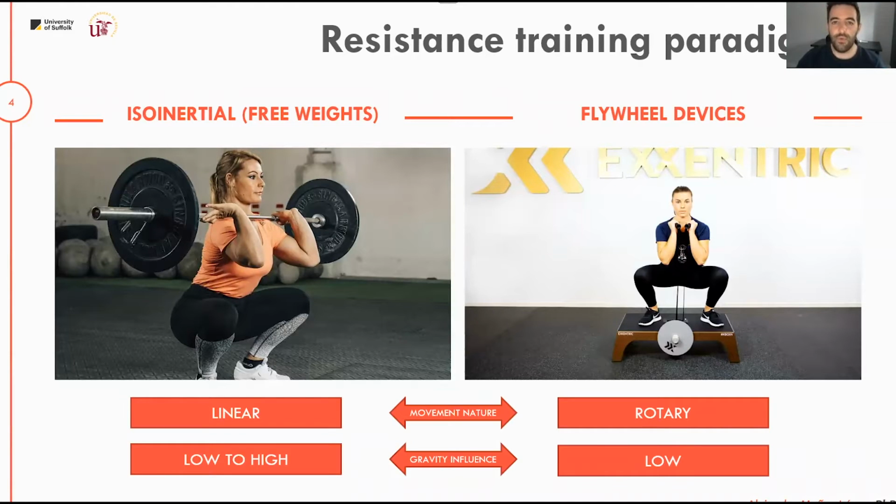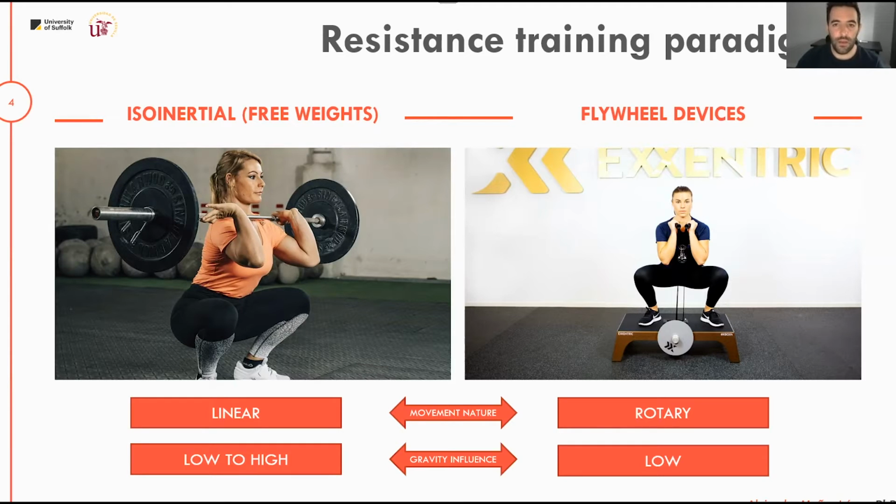So if we think on 2 different resistant training paradigms, we can speak about isoinertial. When I speak about isoinertial, I always refer to free weights, because in my opinion, a flywheel device is not isoinertial, because the inertia is the same, but it varies because of the rotary axis, something which I will explain in a moment. So if we compare flywheel devices to isoinertial or free weights, most of the free weights equipment or technologies are to produce a linear movement, compared to flywheel devices, whose movement nature is a rotary movement.